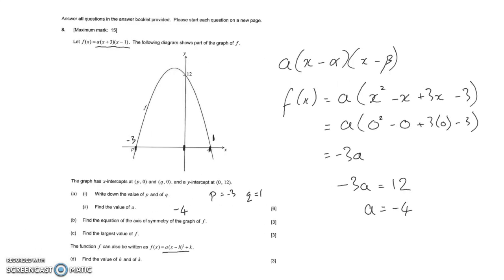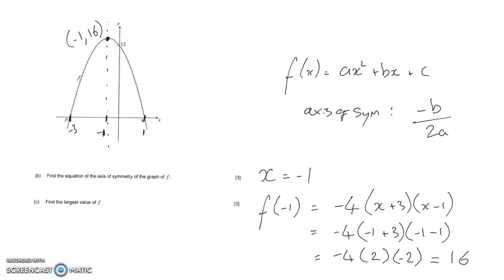Next, back to the problem, we have the largest value of f done. So we've just got this last section where it says the function f can also be written as, and again, as I intimated at the beginning, this is our vertex form, or the completed square form, whatever you want to call it, and we need to find the value of h and k. Well, the beauty of the completed square form, or the vertex form, is that these coordinates up here, our -1 and our 16, directly tell us what h and k are going to be.